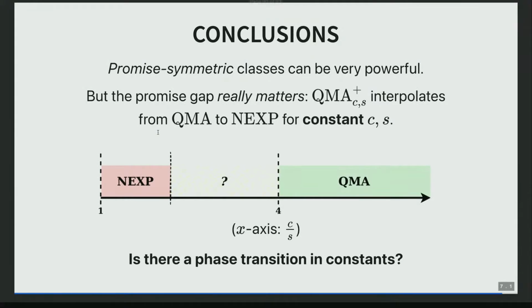And one question you could ask is, what are the right constants? Are there constants that give you a phase transition? Is there a constant where it contains EXP? Is that a different constant than for NEXP? And so on and so forth. We don't know any of these. Is there a transition if you move the plus?